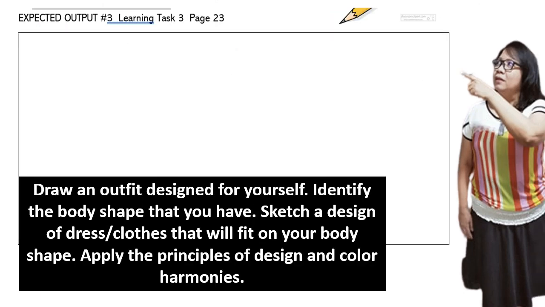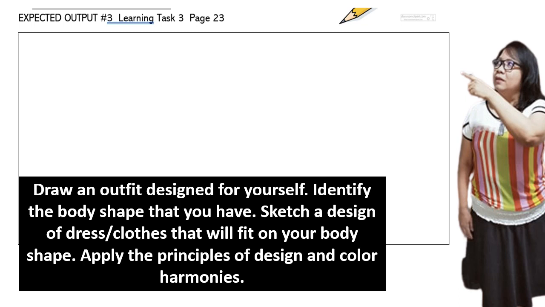For your performance task, this is expected output number 3. Learning task number 3 that can be found in your learning module on page 23. This performance task is equivalent to 20 points. Here is the directions. Draw an outfit designed for yourself. Identify the body shape that you have. Sketch a design of dress or clothes that will fit on your body shape. Apply the principles of design and color harmonies.